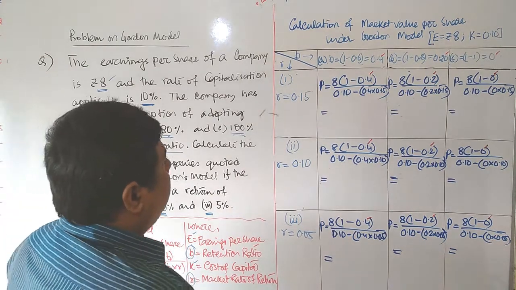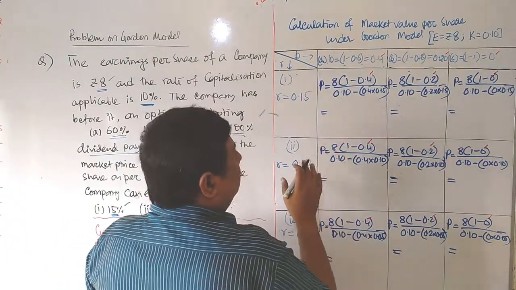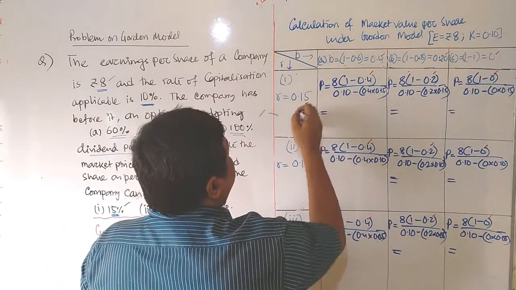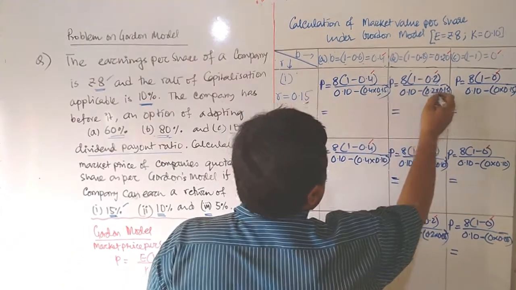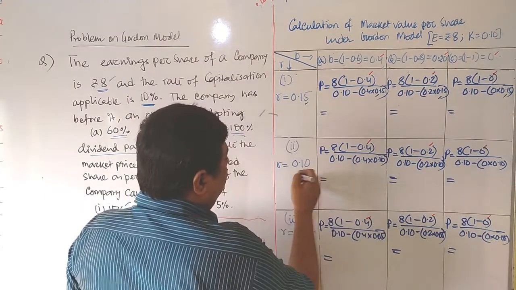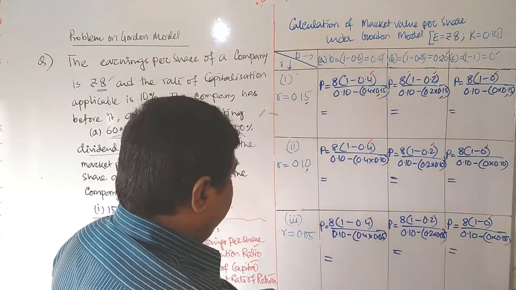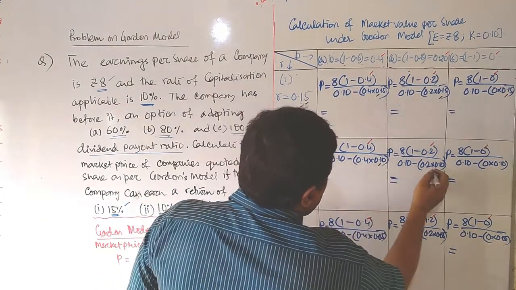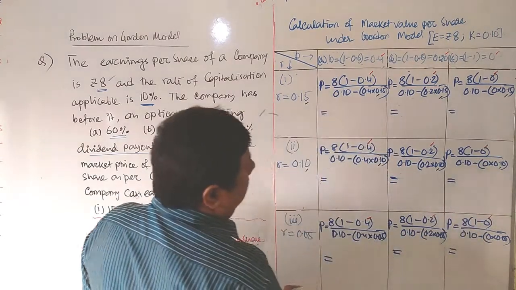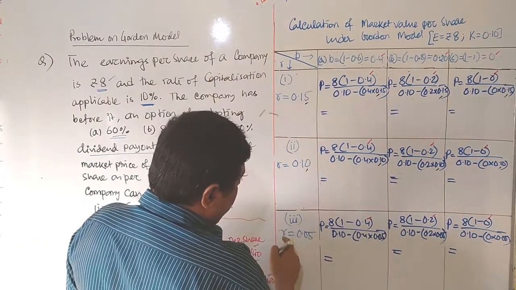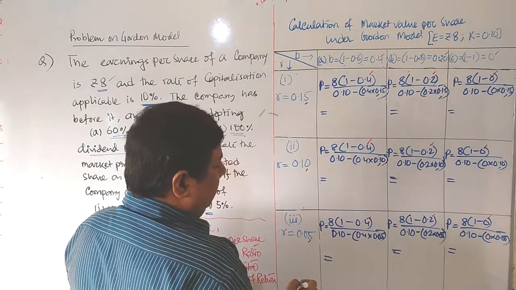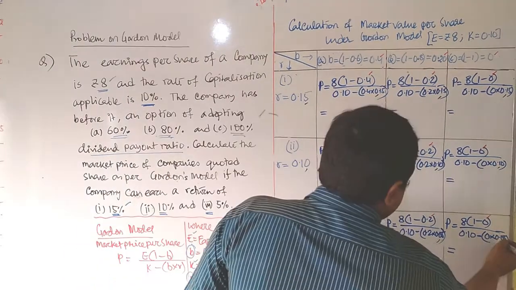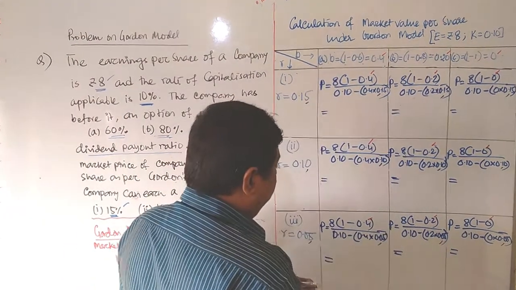Now, according to row wise, where we get the change, row wise it is 0.15. 0.15 is common in every case. Second row also R, market rate of return, in the second case is 0.10. It remains the same in every box. In the third case also, R is 0.05. The base remains as 0.05.